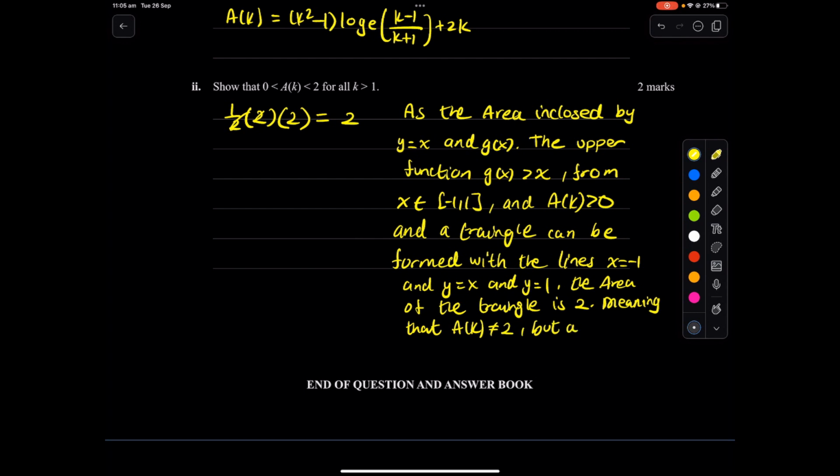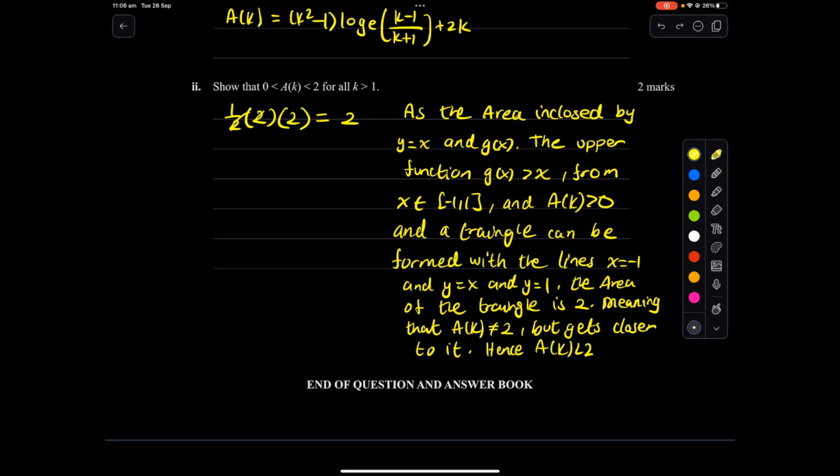So A of k cannot equal 2 but gets closer to it. Hence, A of k must be less than 2. I think I'm just mumbling right now. Okay. As the area enclosed by y equals x and g of x, the upper function g of x is greater than x, makes sense, for x from -1 to 1, and A of k is greater than 0. Of course, the area is greater than 0, as we saw.